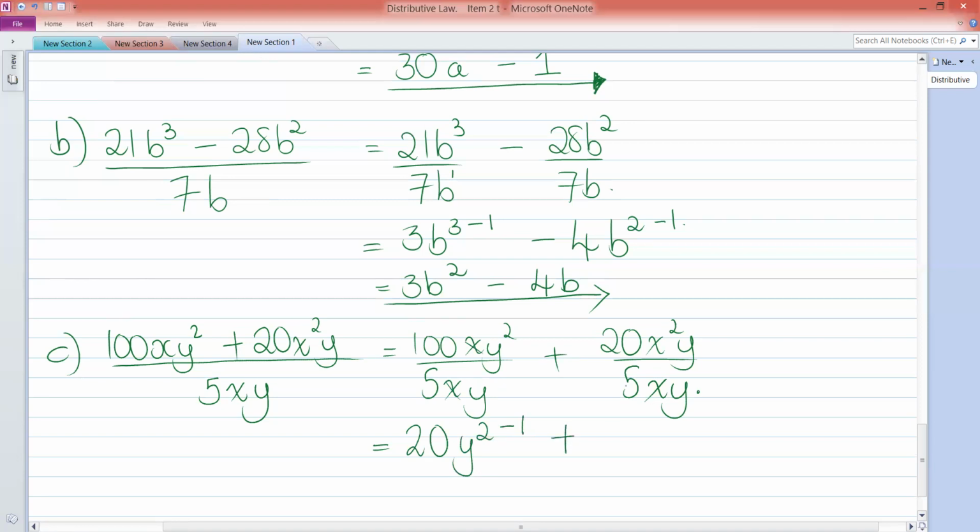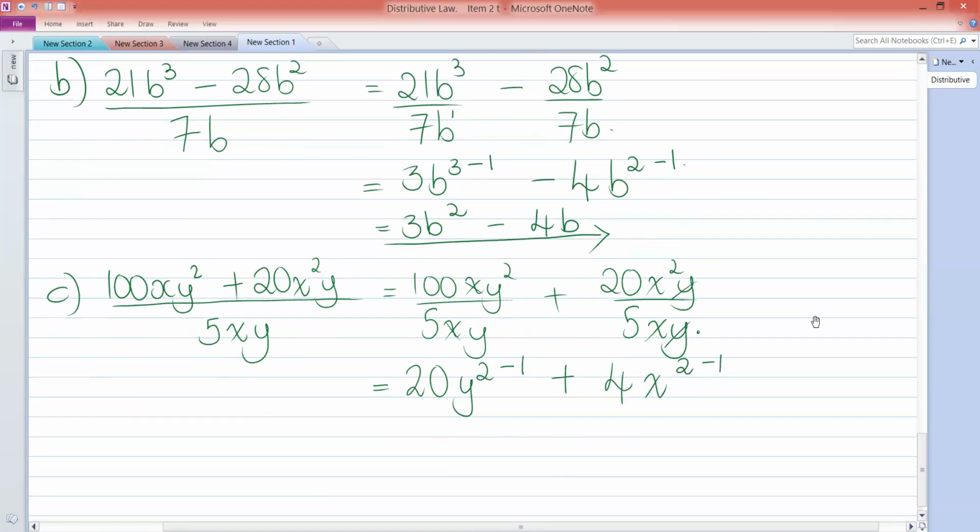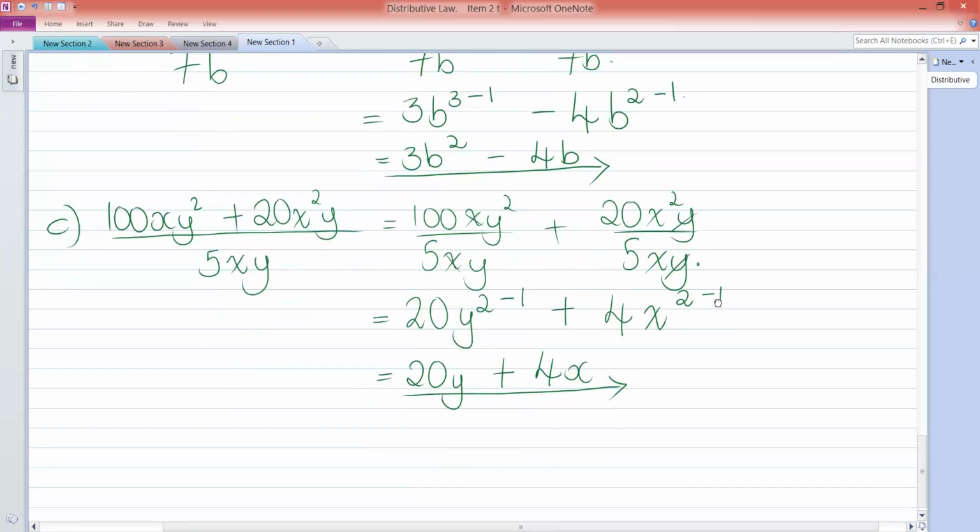Plus 20 divided by 5 is 4. x to the power of 2 minus 1. And these two y's cancel out. So I'm left with 20y plus 4x. Awesome.